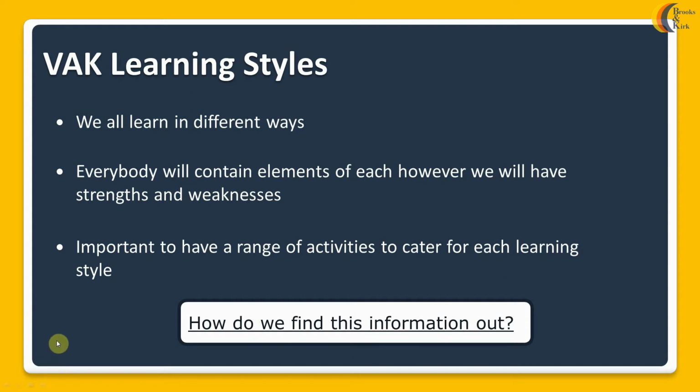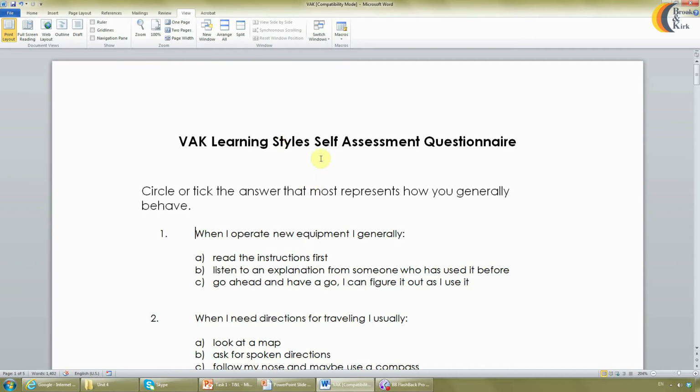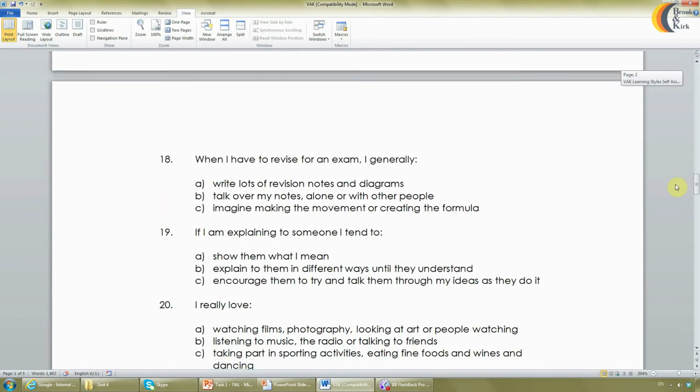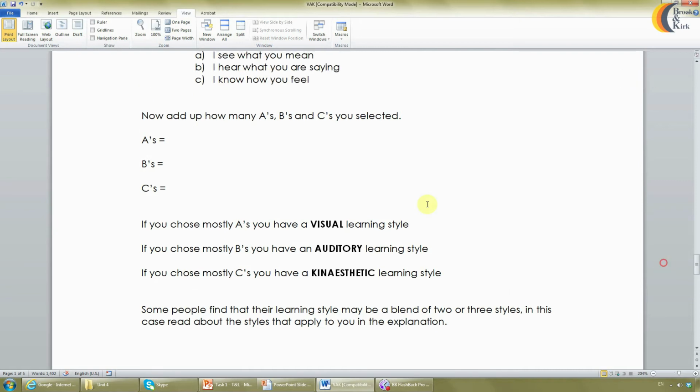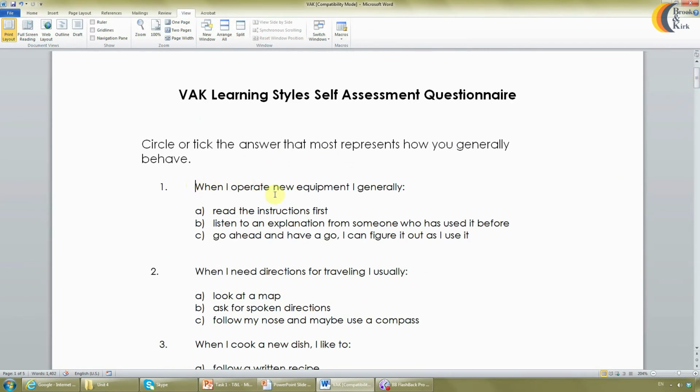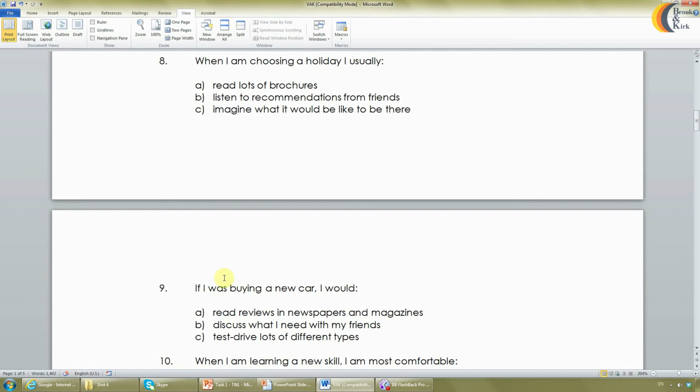Some of it is obvious. Some people you will see will excel straight away in certain types of activities, but you can do some sort of questionnaire and tests. This is an example of a VAK test where the learner will get a series of questions that they have to answer and tot up at the end and realise their preferred learning method. The sorts of questions are things like this. When I operate new equipment, I generally read the instructions, listen to an explanation, go ahead and give it a go. All of these sorts of responses we can use to gauge the type of learners that we have.